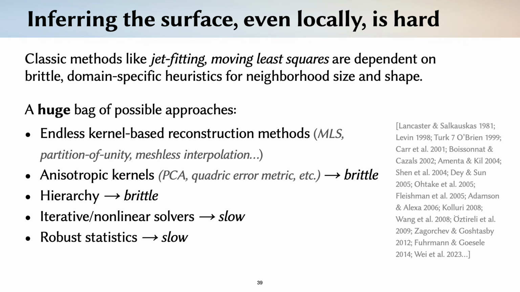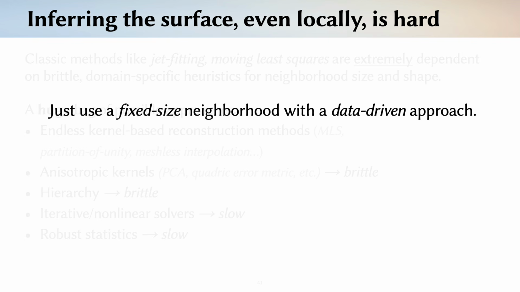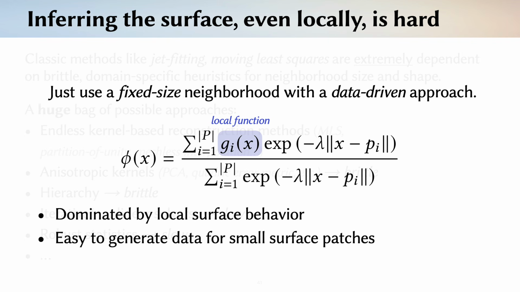So rather than manually tweak one particular surface fitting model whose parameters might be unlikely to generalize anyway, we instead simply used fixed-size neighborhoods with a data-driven approach that can fit to a very large set of examples using a far more sophisticated data fitting model than we could ever craft purely by hand. And we can do this easily because we've broken down the problem into one that's dominated by local behavior, and it's easy to generate massive amounts of training data for individual surface patches.